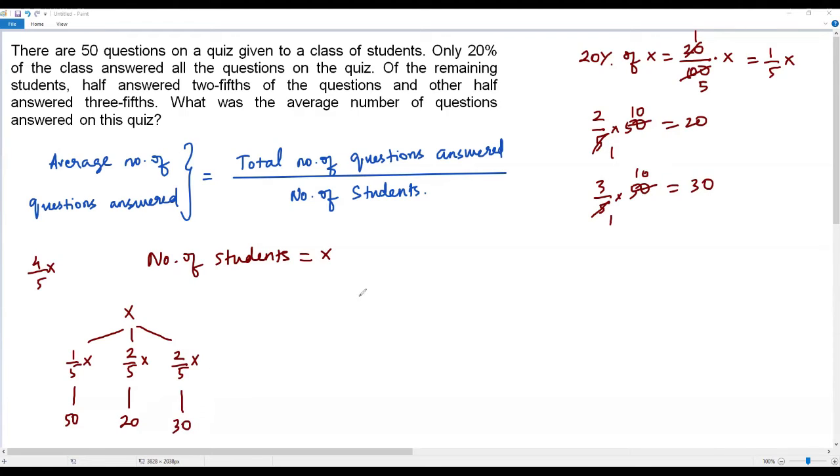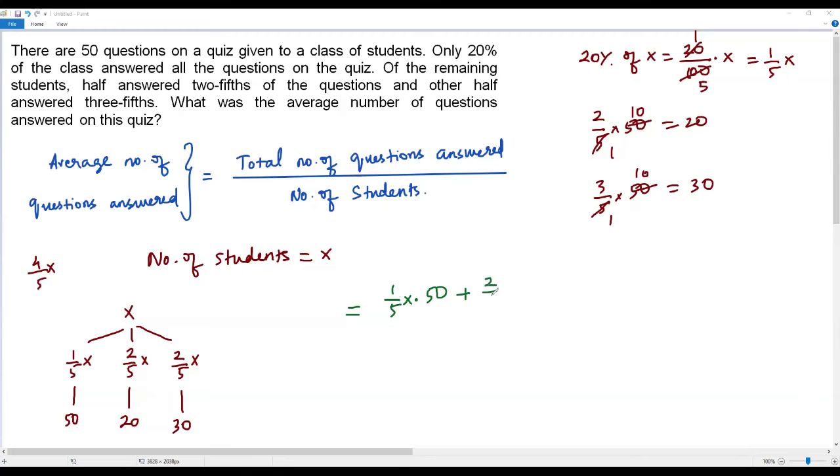Now let's find the total number of questions answered. For that, I have to multiply the number of students and the number of questions answered by each student. So 1/5 X times 50. This represents the number of students, 20% of the class, multiplied by the number of questions answered by each student. It gives the total number of questions answered by the 20% of the class, that means 1/5 X of the students. Now, each of these 2/5 X students answered 20 questions. To find the total number of questions answered by these 2/5 X students, we have to multiply the number of students by the number of questions answered by each student.